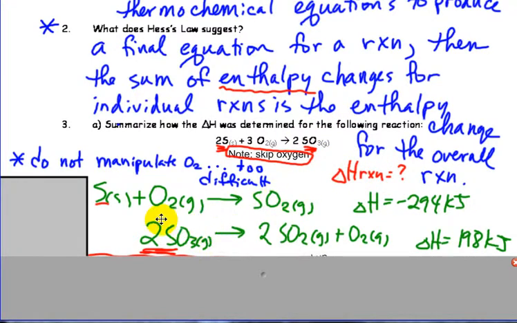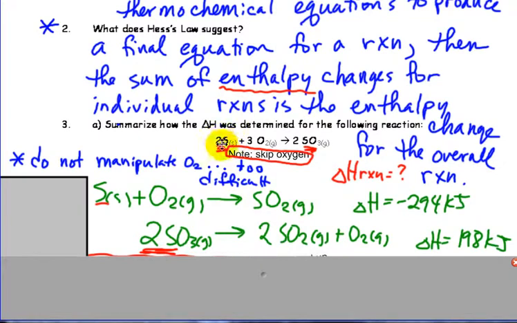So the key thing here is to manipulate these two to make them look like this. So that involves looking at compounds in the original reaction. Usually skip oxygen because a lot of equations involve oxygen. It's too difficult to try to manipulate that. But the other compounds we certainly can.